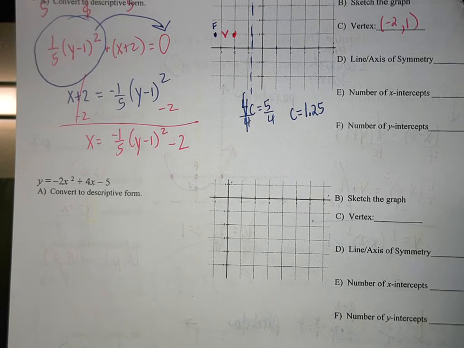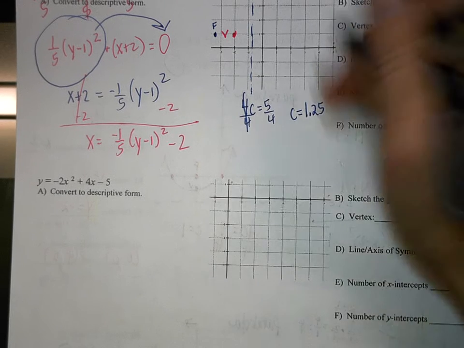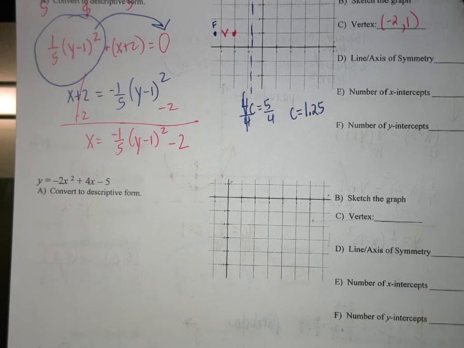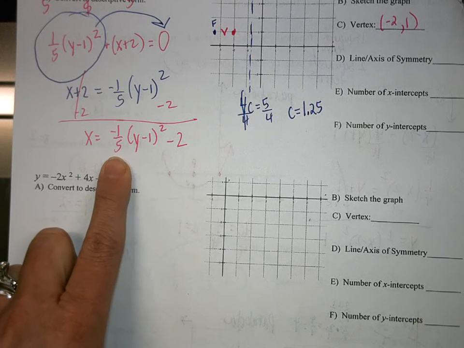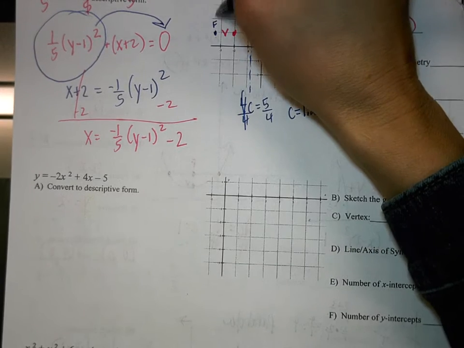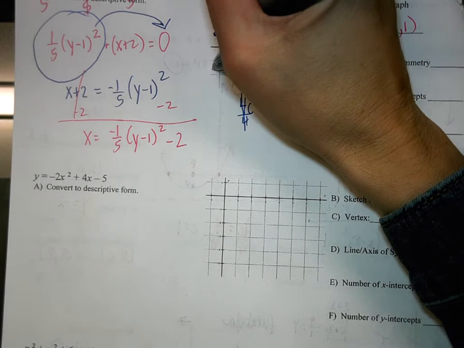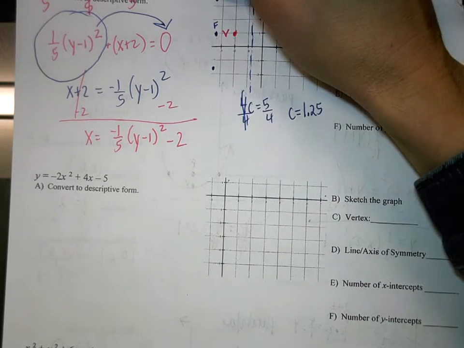What about my focal chord endpoints? If you double 1.25, you're going to get what? 2.5. Or if you cut 5 in half, you get 2.5. So we go 2.5 in each direction from the focus, and then draw your parabola.